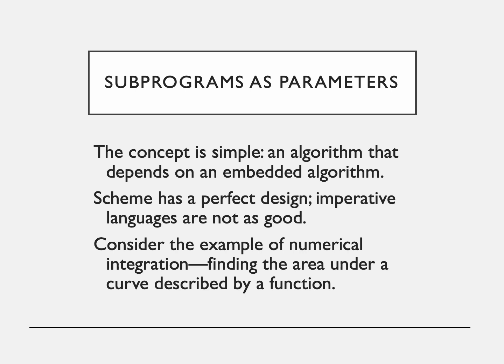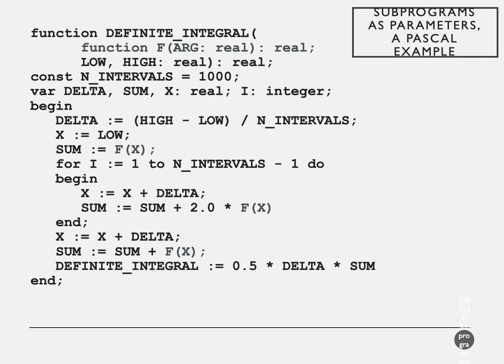Here we have the pseudocode. If we talk about this subprogram as a parameter, this example will help us understand how passing functions as parameters can be utilized in imperative programming languages. Here the function f, argument real, is a parameter of the definite integral function. It allows any function of type real to be passed in, making this integral function generic and applicable to any suitable mathematical function.